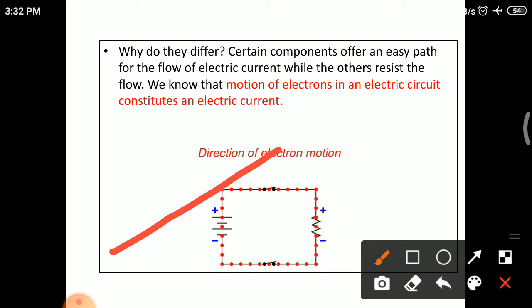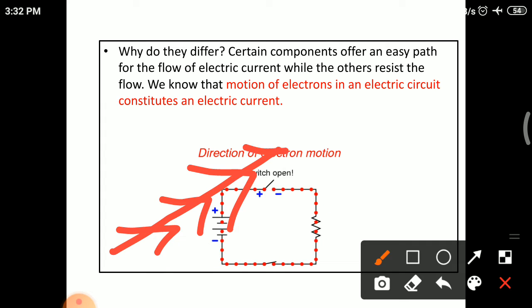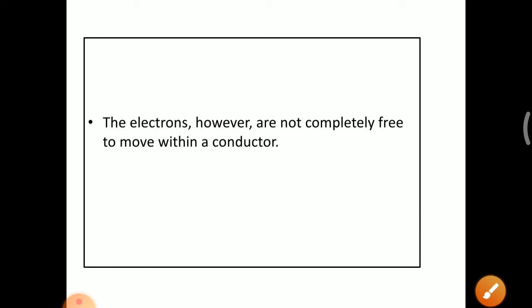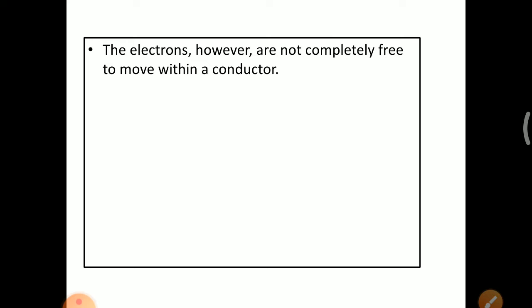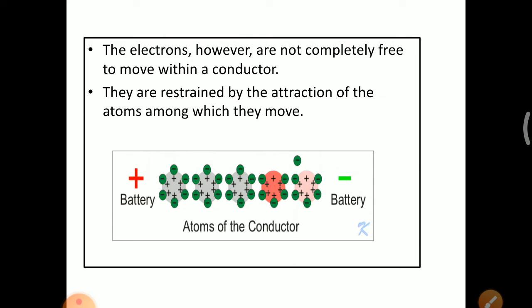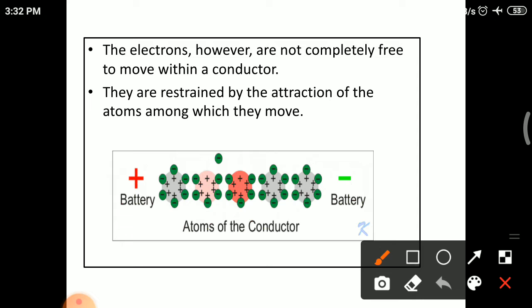Some materials allow the electrons easily. Some materials do not allow the electrons easily. The electrons, however, are not completely free to move within a conductor. They are restrained by the attraction of the atoms among which they move. Look here. Here I connected the battery. This is a conductor and this is connected to a battery.